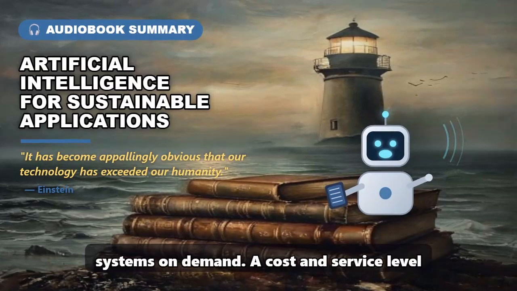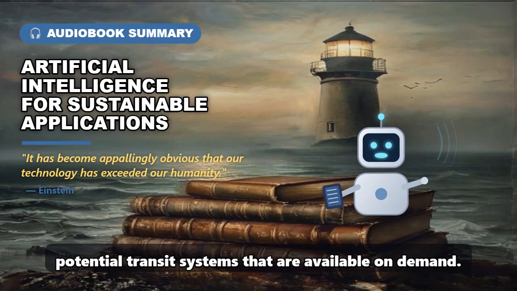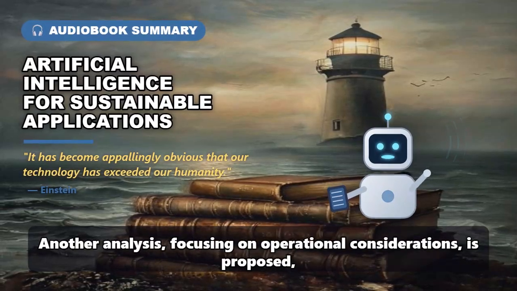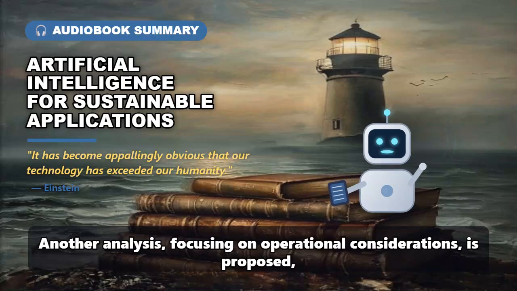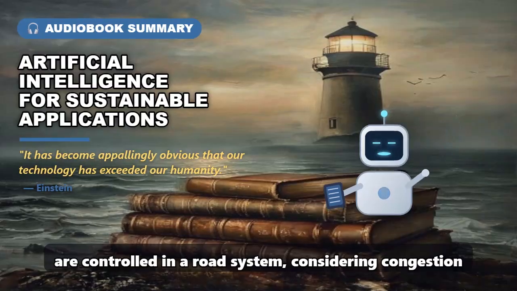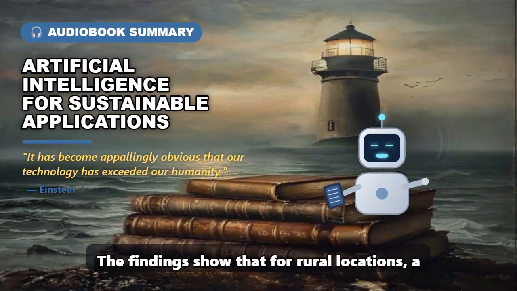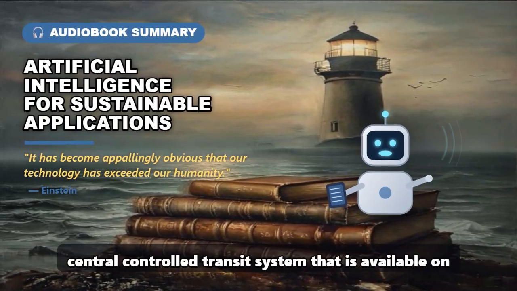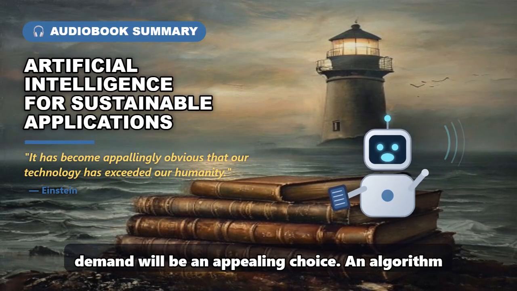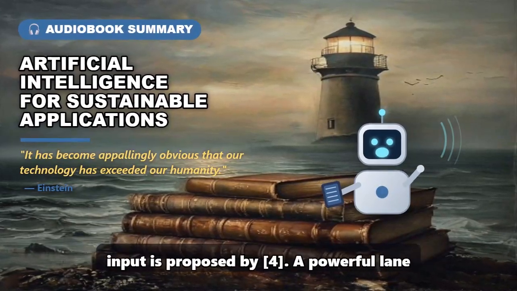on demand. A cost and service level comparison was made between current transit systems and potential transit systems that are available on demand. Another analysis, focusing on operational considerations, is proposed, employing a simulated technique wherein the robot taxis are controlled in a road system, considering congestion impacts. The findings show that for rural locations, a central controlled transit system that is available on demand will be an appealing choice. An algorithm that is exclusively reliant on visual or camera input is proposed by 4.